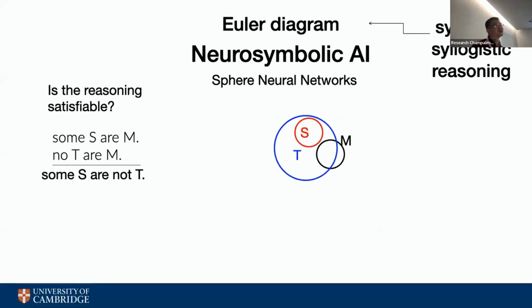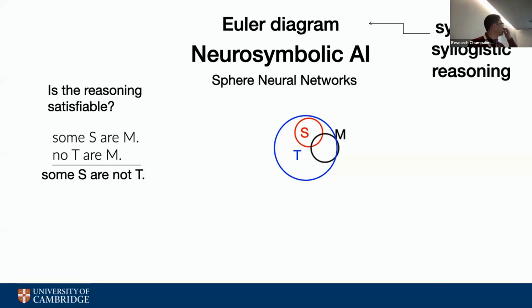Suppose this is the current configuration. Then we need to construct a 3-sphere configuration that satisfies the three statements. Some S are M means M is not disconnected from S. So we fix S and move M to it, satisfied.